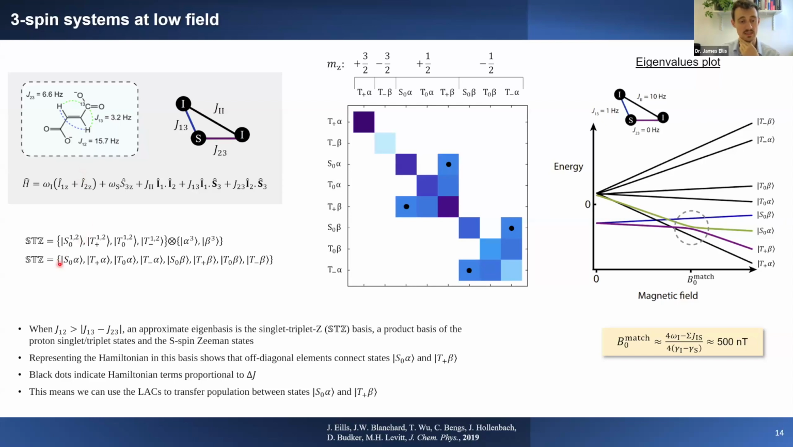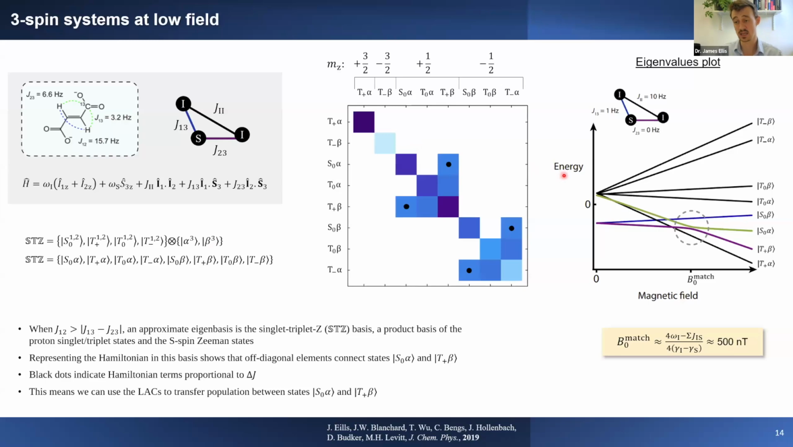And so the state basis is approximately described by taking this Kronecker product between the proton singlet triplet states and the Zeeman states for the carbon spin. And so we end up with 8 states. Taking one example, T plus beta, this means the protons are in the triplet plus state, and the carbon's in the beta state.